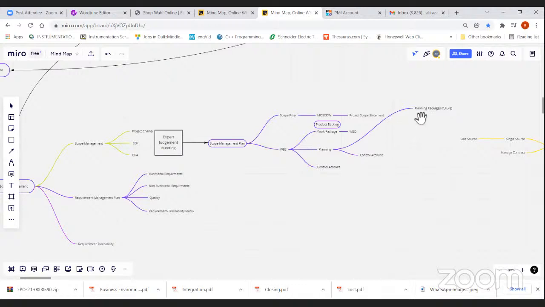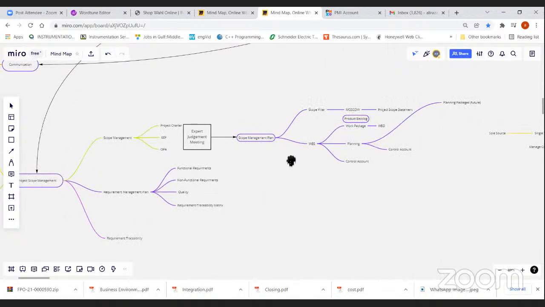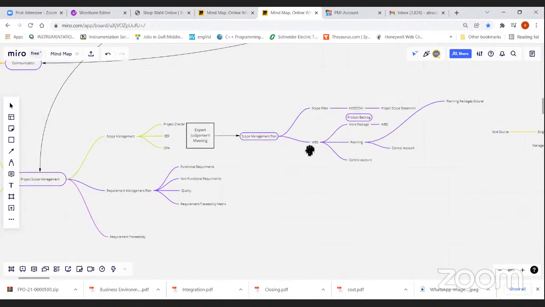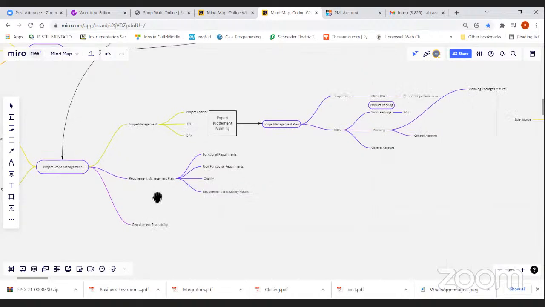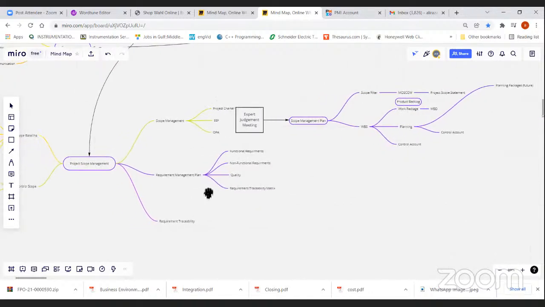We also control the scope and validate the scope. These are the 4 or 5 different processes we have to do in scope management. Different outputs also come from the scope management plan. The most important is the scope baseline, which consists of the scope statement, scope WBS, and WBS dictionary. This is the high level definition of scope management.